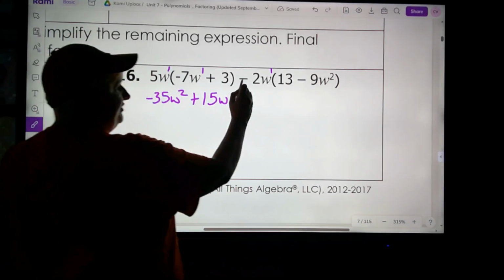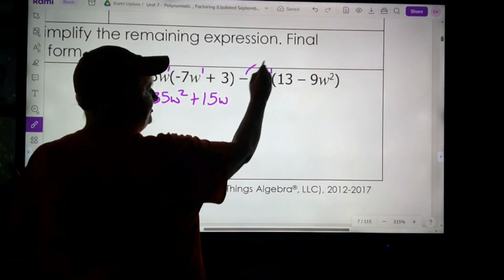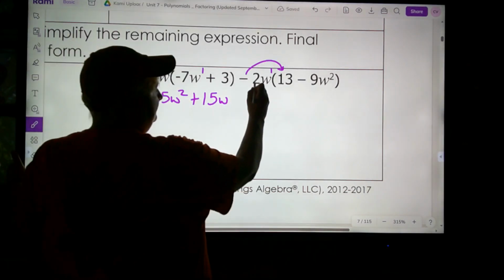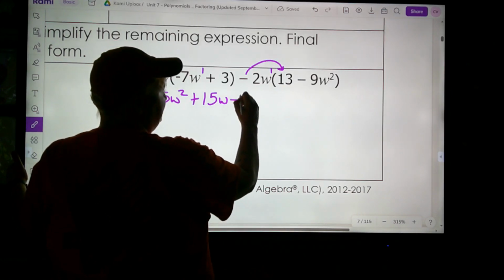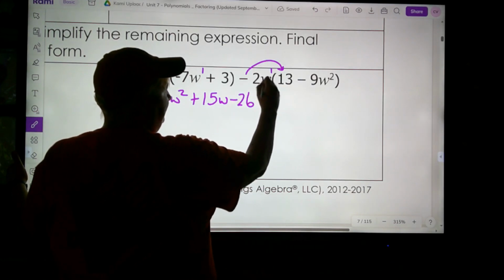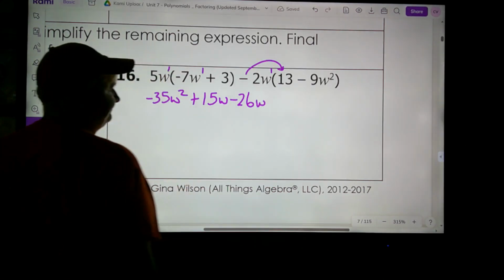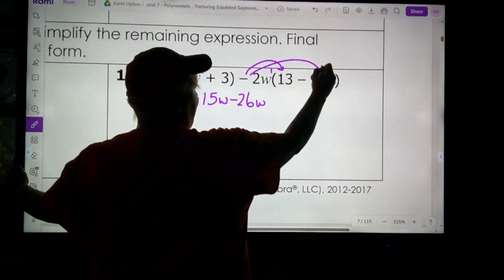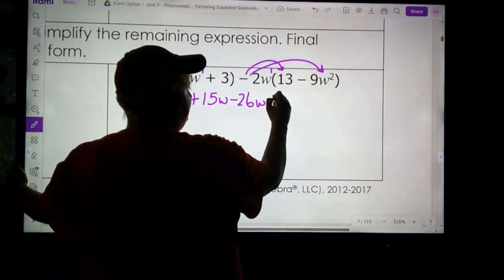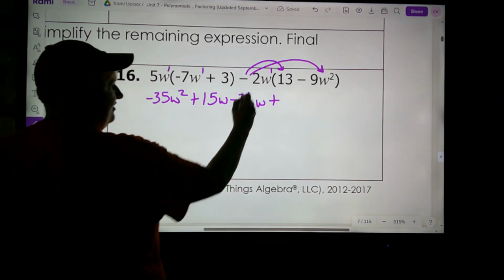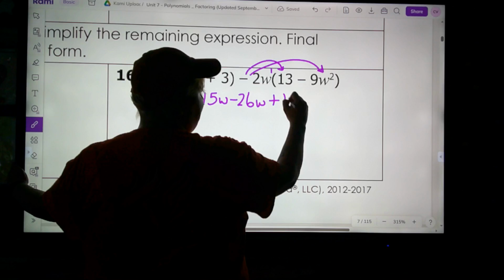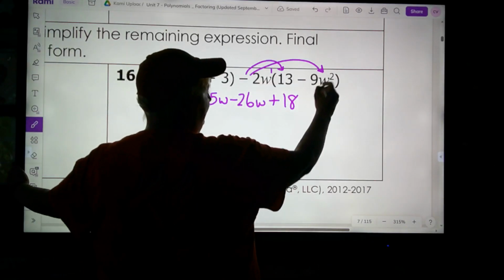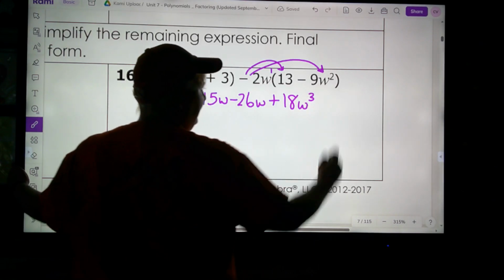The second one, we're going to be careful because it has a negative. So when we distribute it, we're distributing negative 2w. So negative 2 times 13 is negative 26. And bring down the w. Then we have negative times a negative, which is a positive. 2 times 9, which is 18. W to the first times w squared is w cubed.